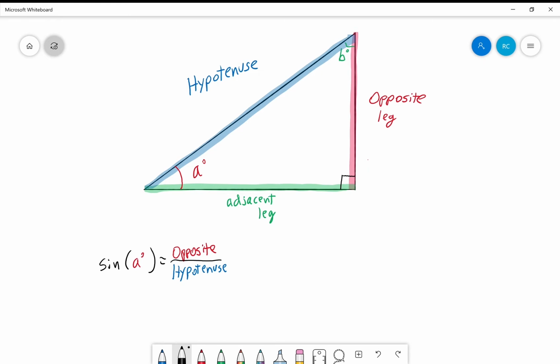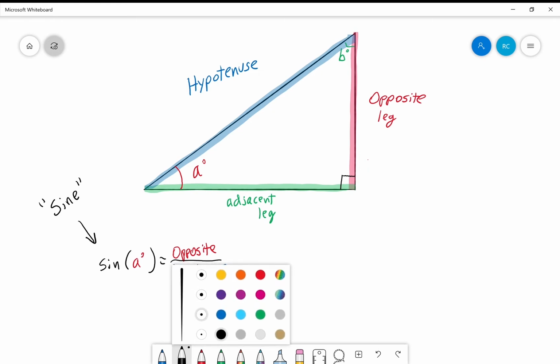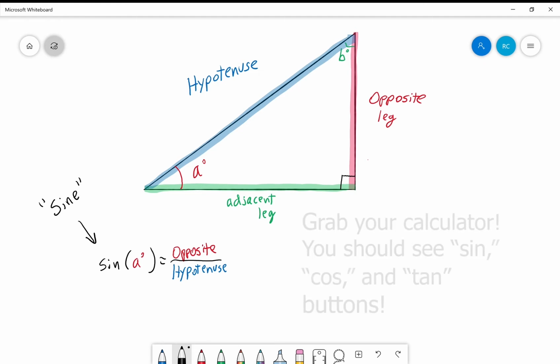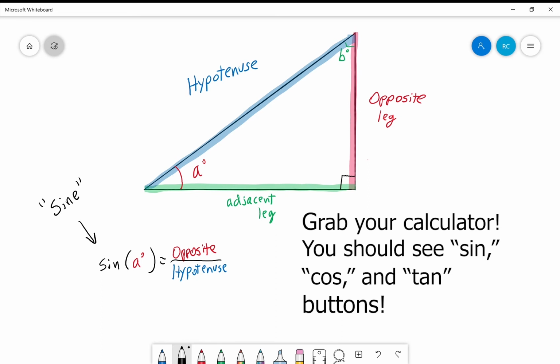Sine of A degrees, you have to note this angle because, of course, if we were looking at angle B, then suddenly this is opposite and this is adjacent, right? From angle B, the opposite and the adjacent switch places, but the hypotenuse, of course, stays the hypotenuse. This, by the way, is actually spelled sine. It's not a sin. There's nothing evil about it. And we will be able to find this using a calculator.